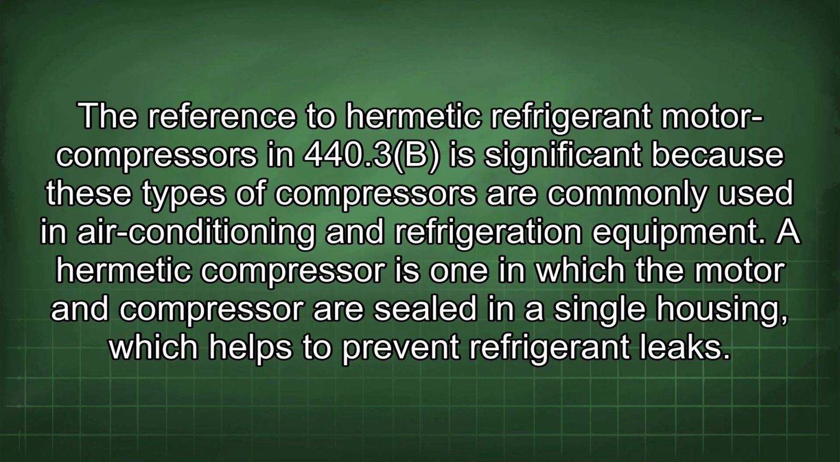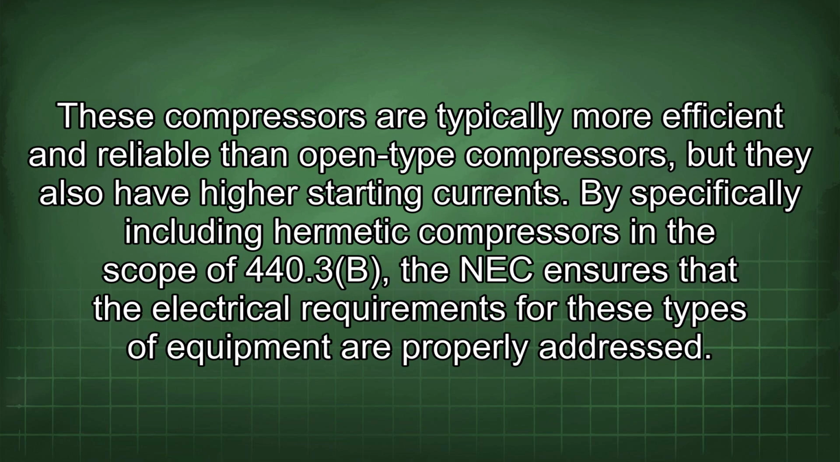The reference to hermetic refrigerant motor compressors in 440.3(B) is significant because these types of compressors are commonly used in air conditioning and refrigeration equipment. A hermetic compressor is one in which the motor and compressor are sealed in a single housing, which helps to prevent refrigerant leaks. These compressors are typically more efficient and reliable than open-type compressors, but they also have higher starting currents.